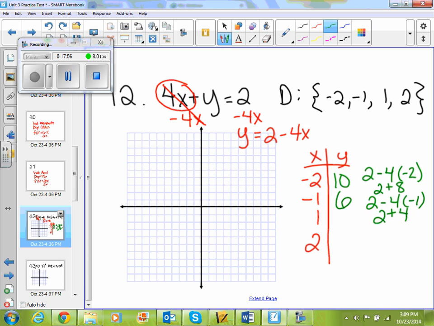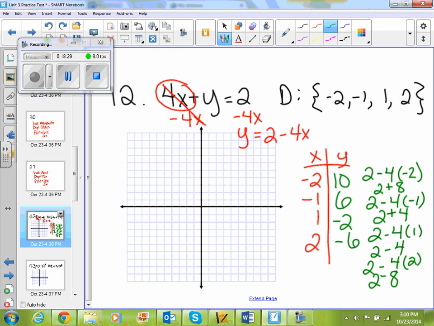Okay, if I plug in 1, 2 minus 4 times 1. 4 times 1 is 4, and 2 minus 4 is -2. Okay, then if I plug in 2, 2 minus 4 times 2. 4 times 2 is 8. 2 minus 8 is -6. I got that.